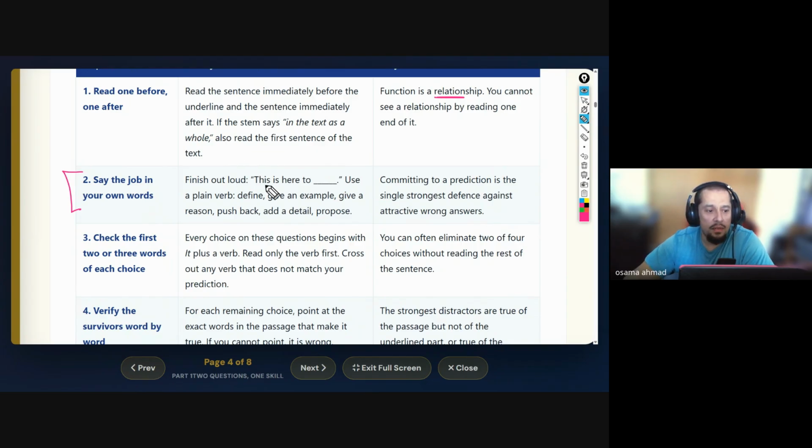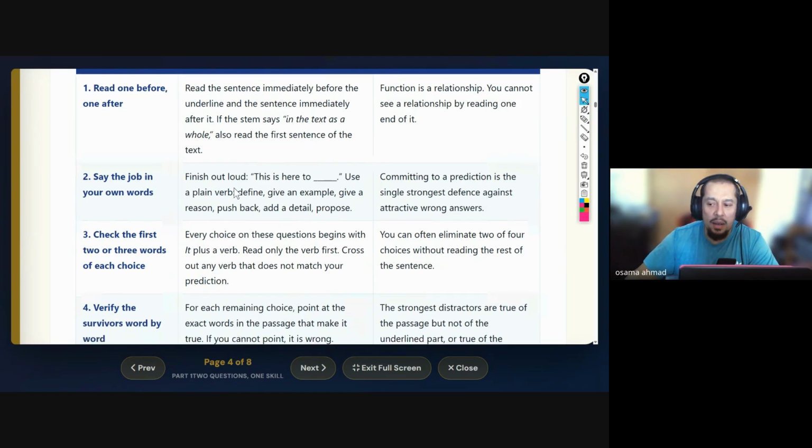So you tell yourself, this is here to كذا. عادي, مش لازم يبقى حاجة wow. Use a plain verb, be very simple. Like, this is here to define. This is here to give an example. This is here to give a reason. This is here to give pushback, a detail, or propose. So knowing a prediction is the number one defense against wrong answers. So when I have a prediction, ده هيساعدني في elimination ويساعدني مش يضحك عليا.